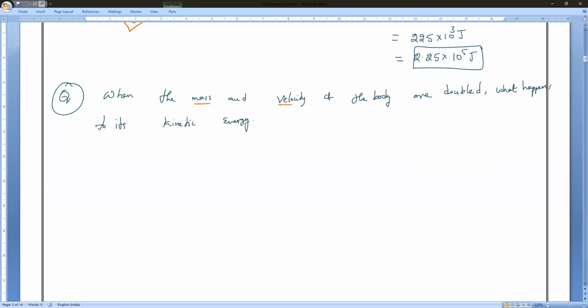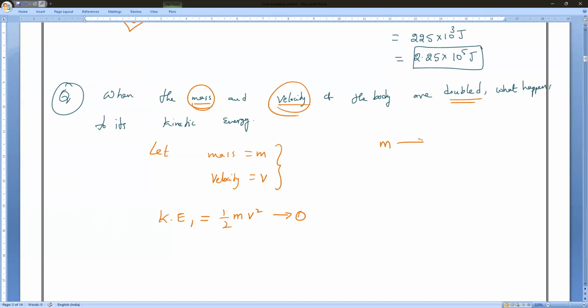So mass as well as velocity of the body are doubled, they are saying. So now what will happen? Initial case, let mass be M and velocity be V. Initial case, you have to do it. Then what is kinetic energy? Initial case KE1 is equals to half mv square. Is it right, everybody? That is case number 1. Now case number 2, mass becomes double. Velocity also becomes double. So now m becomes 2m. V becomes 2v. So now the kinetic energy is equals to, what is that everybody?